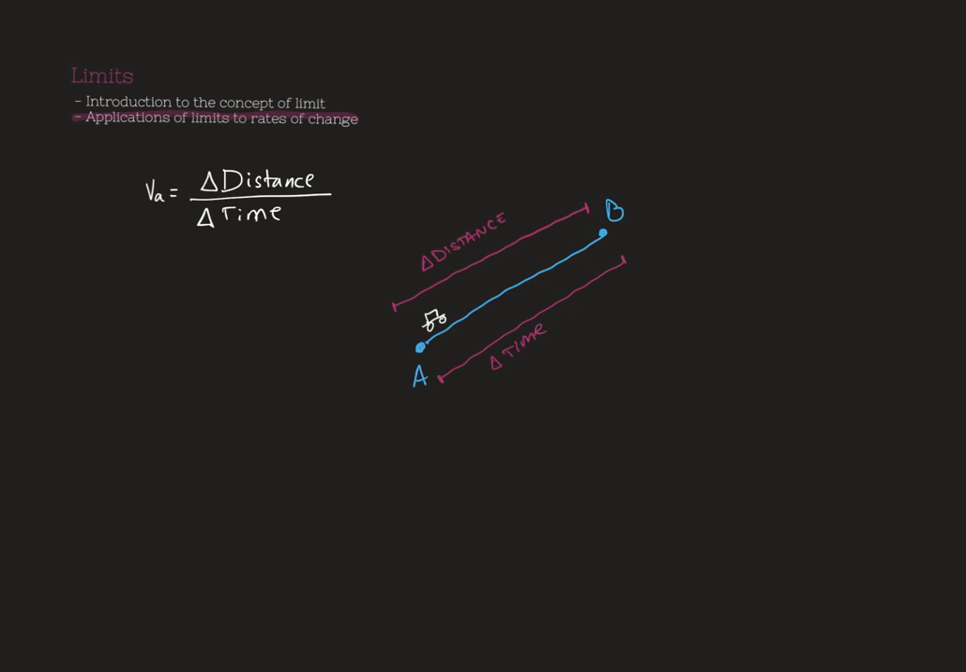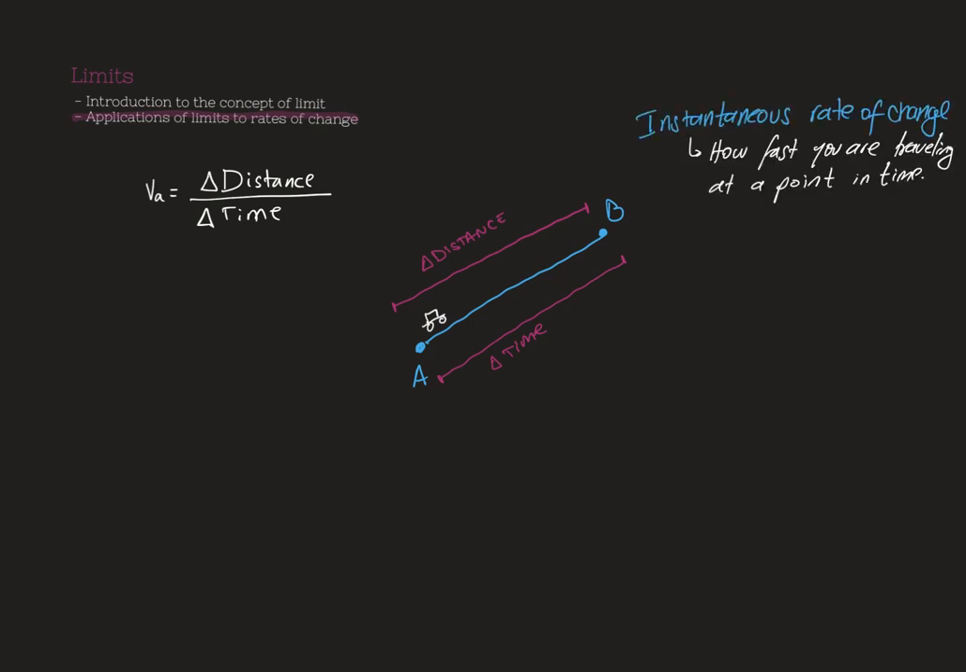Now, if at any point during your trip you look at the speedometer of the car, you can know something that is called the instantaneous rate of change. You are able to look at and know how fast you are traveling at every moment in time. So how are we going to find the instantaneous rate of change of a function such as t squared?